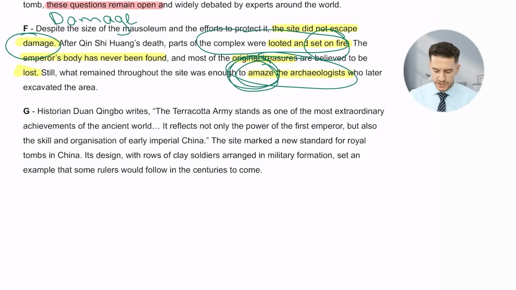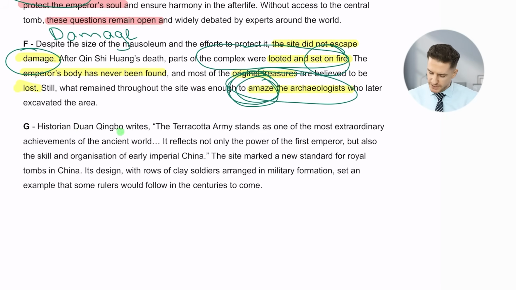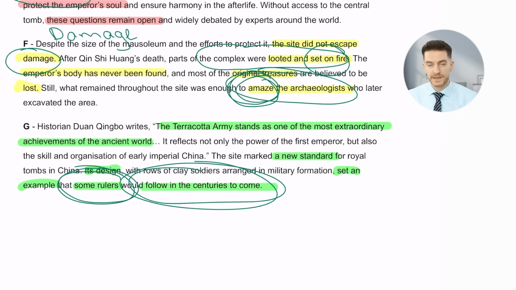So let's go back up here. It's quite a short one. Historian Duan Qingbo writes, the Terracotta Army stands as one of the most extraordinary achievements of the ancient world. It reflects not only the power of the first emperor, but also the skill and organization of China. The site marked a new standard that could be important. Its design sets an example that some rulers would follow in the centuries to come. Does this sound important? Well, it sounds important to me because if you remember, that's what one of the headings was talking about. But before we have a look, let's give this paragraph a name.